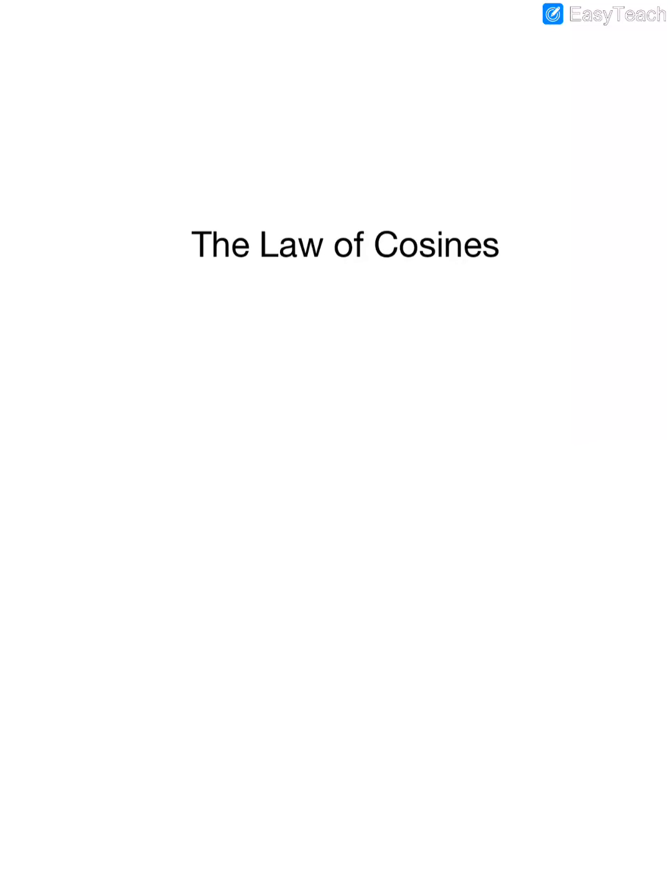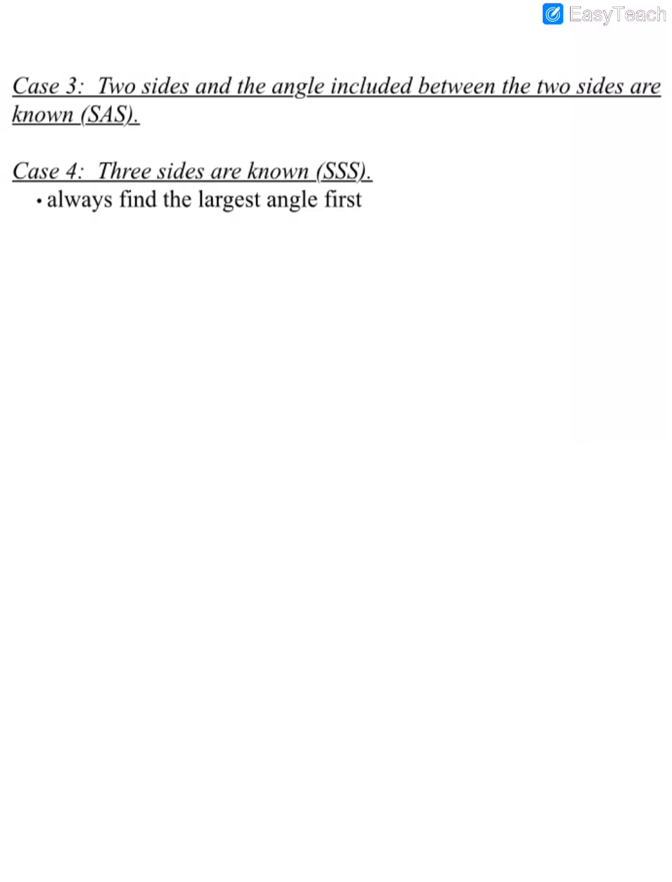The law of cosines. When two sides and the angle included between the two sides are known, side angle side, or when three sides are known, side side side, we can use the law of cosines to solve the triangle.